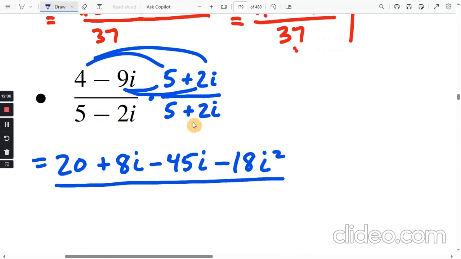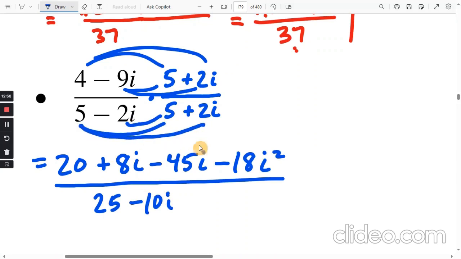On the bottom, since we did the conjugate, the inner outer should drop out. So let's see, 5 times 5 is 25. Negative 2i times 5 is negative 10i. And 5 times positive 2i is 10i. And negative 2i times positive 2i is negative 4i squared. If I were in a rush, I wouldn't even write the inner outer term because I know what drops out. I would just do it in my head. Negative 10i plus 10i.